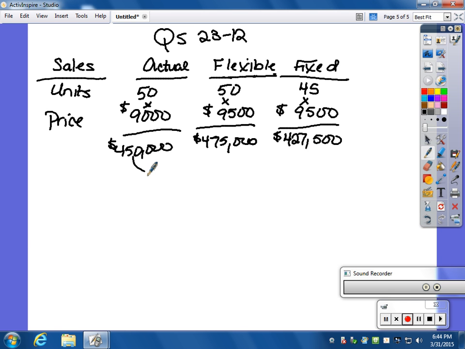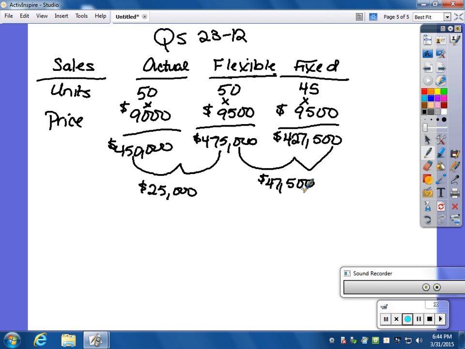So at this point, isn't it safe to do a price variance? What's the price variance between actual and flexible? 25,000. What about between flexible and fixed? 47,500. Is the actual and flexible 25,000 favorable or unfavorable?